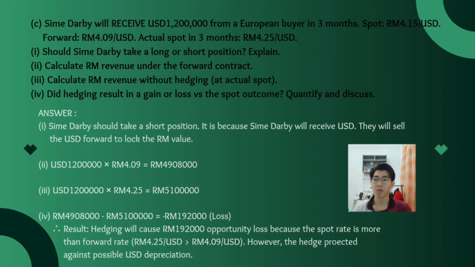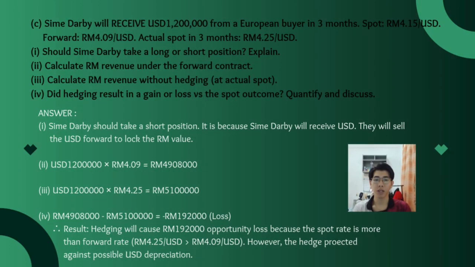Explain. 2 Roman, calculate RM revenue under the forward contract. 3 Roman, calculate RM revenue without hedging. 4 Roman, did hedging result in a gain or loss versus the spot outcome? Quantify and discuss. Answer. For Roman 1, SMW should take a short position.